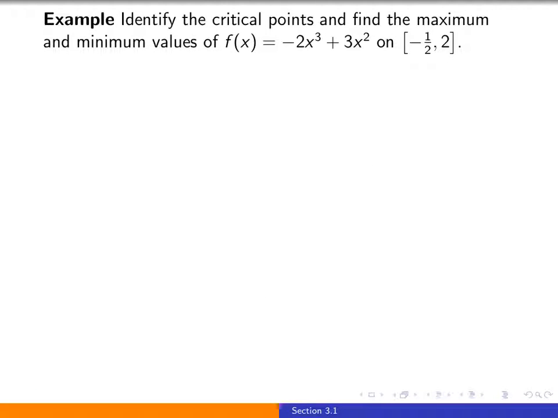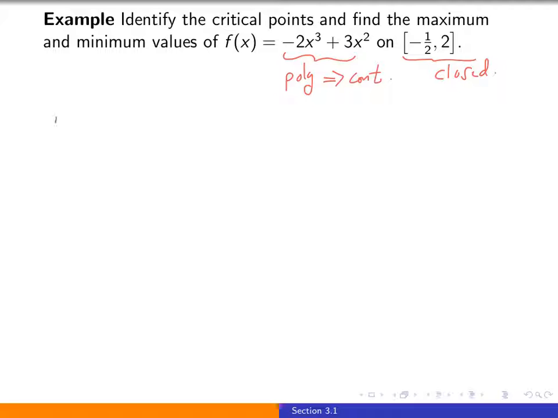So a very typical example: identify the critical points and find the maximum and minimum values of the given function on the closed interval. So let me go ahead and just note that the function that we are looking at is a polynomial, and all polynomial functions are continuous. And the interval that we have is closed. So the max-min property guarantees the existence of the maximum and minimum values. We are just going to go ahead and find them.